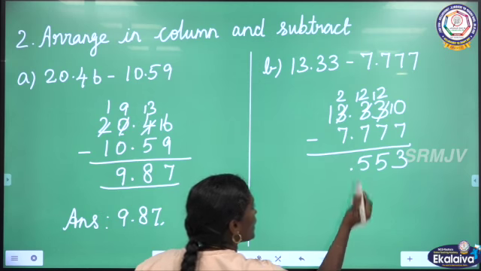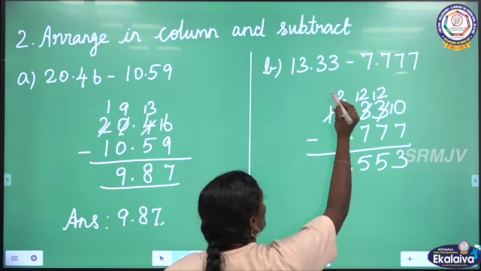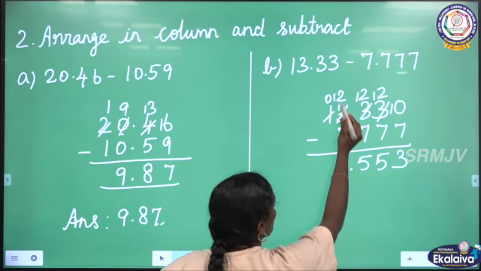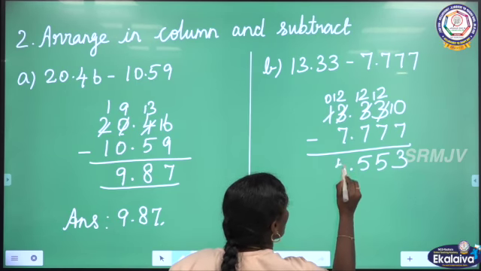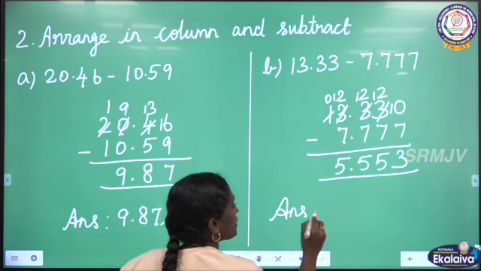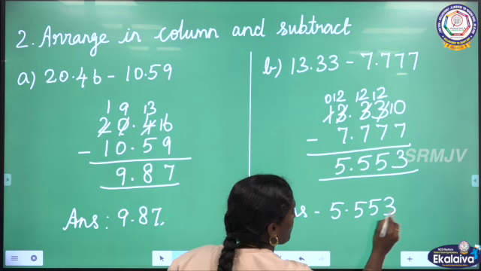Before that, we have to keep the decimal point here. Here again 2 minus 7. So we have to borrow. 1 will become 0, this 2 will become 12. 12 minus 7, 5. So this is the answer. The answer is 5.553. Okay.